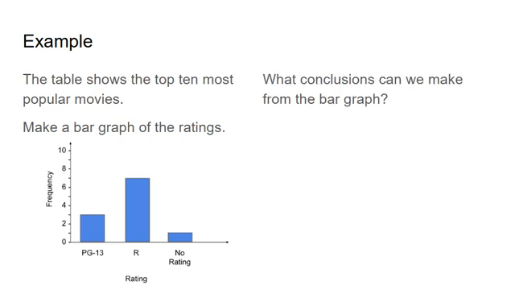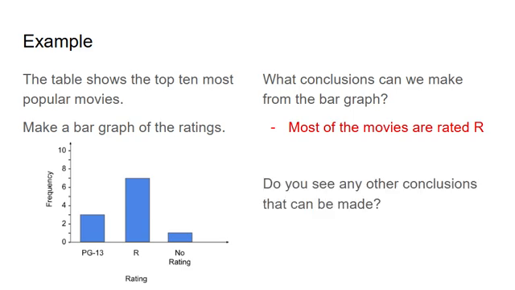Now, what conclusions can we make from this bar graph? Well, because the bar above R is much taller, we can say that most of the movies are rated R. But there might be other conclusions that you can draw, and I challenge you to look for those on your own.